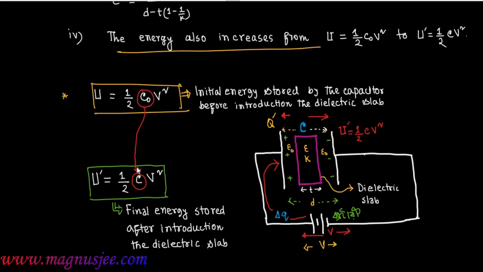Here capacitance increases from C naught to C. That's why energy increases from U to U prime. Potential difference V remains constant, and as capacitance increases due to introduction of the dielectric slab, the energy stored by the capacitor also increases.